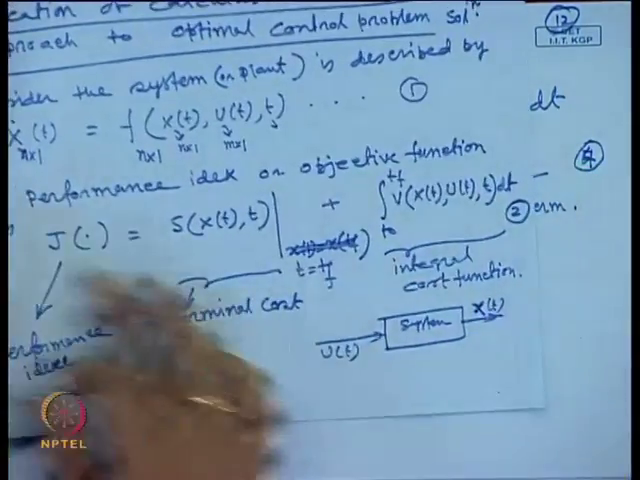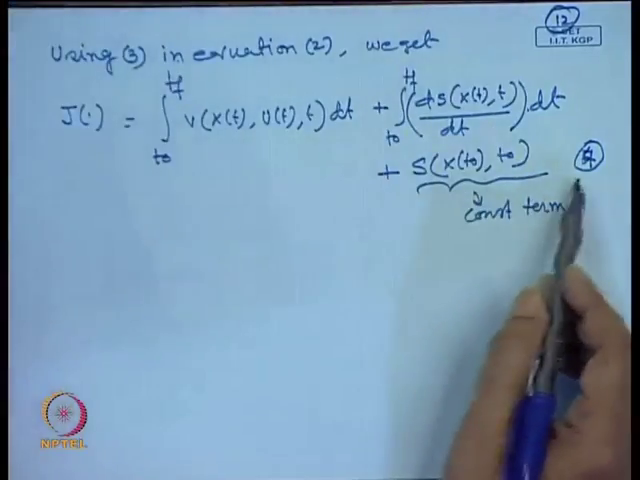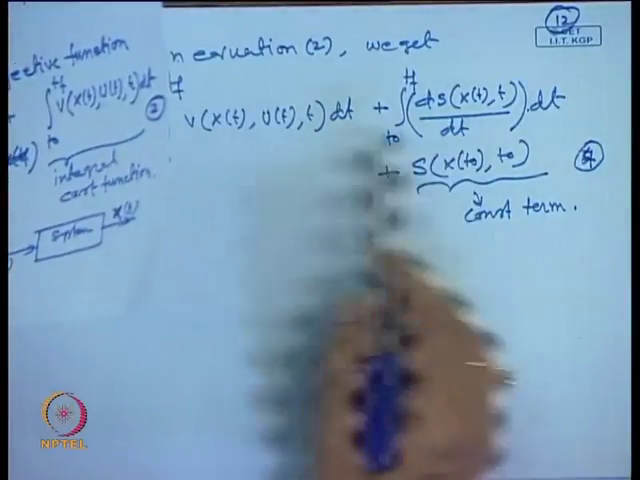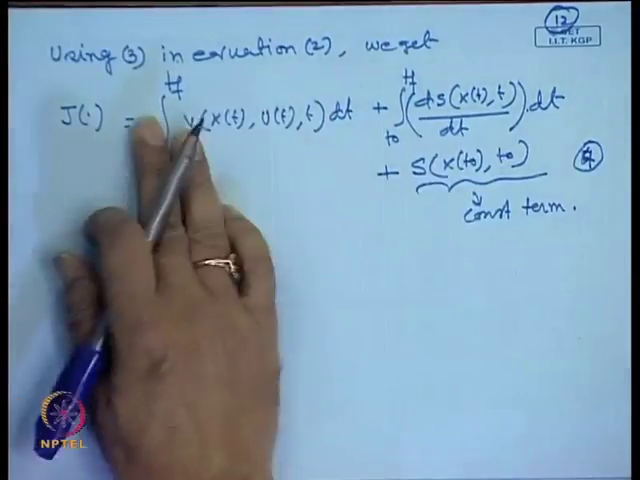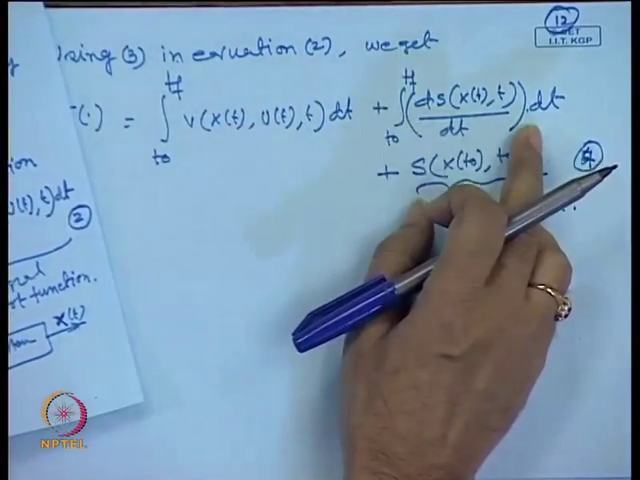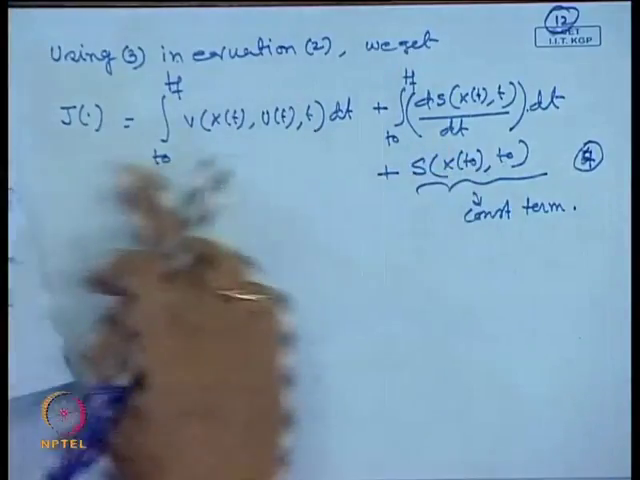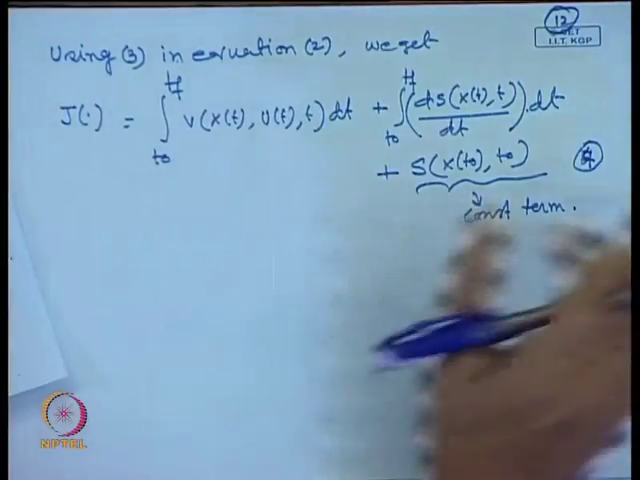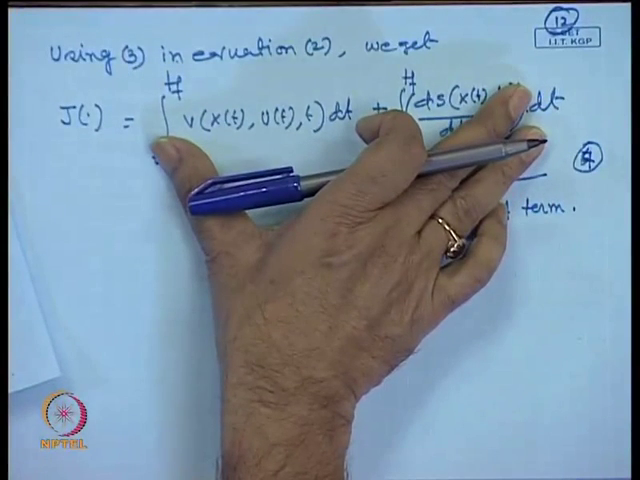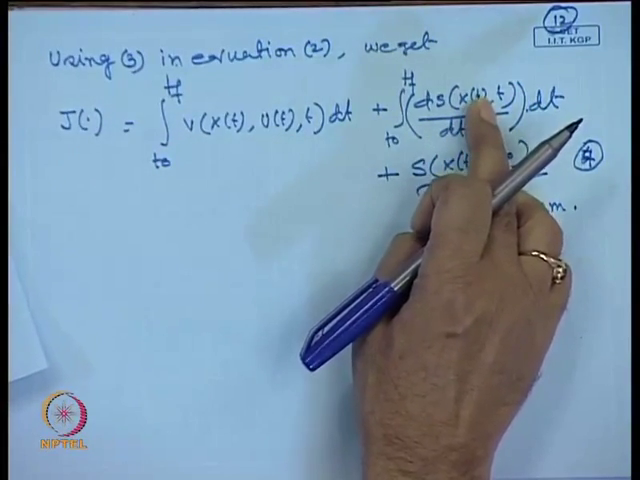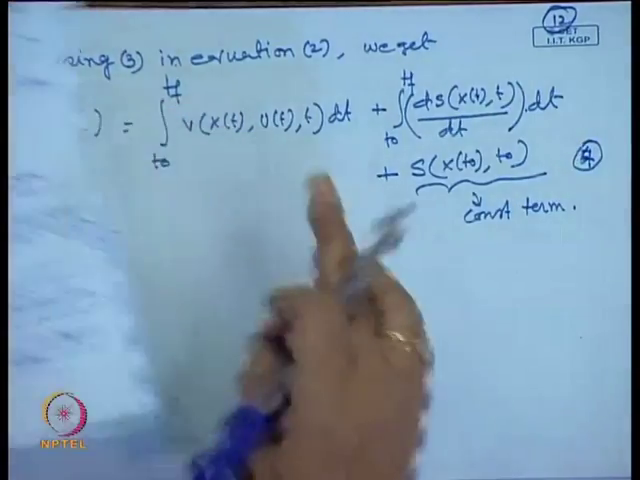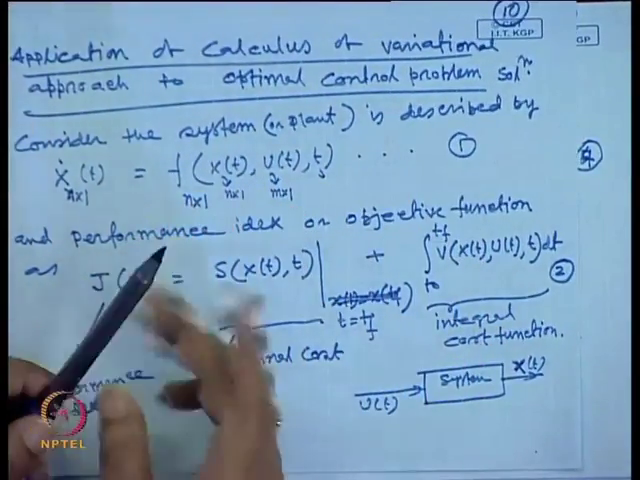Minimizing equation 4 is the same as minimizing equation number 2. You find the optimal value of control u such that this is minimized and this equation is satisfied. Since this is a constant term, the optimal trajectory remains the same if you consider the minimization of this part only. Whatever optimal trajectory you get for u and x will minimize that as well as satisfy this one. We will stop here; next class we will continue this lecture in detail.